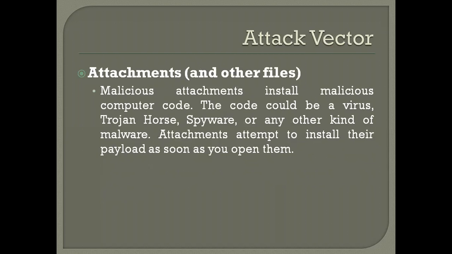Then another one is about attachments. What are attachments or other files also called? Malicious attacks install malicious code on the computer. The code could be a virus, Trojan horse, spyware, or any other kind of malware. The attachment attempts to install its payload as soon as you open it. In particular, spyware sometimes installs automatically while we install something, or when we read through the process. After installation, it will automatically run whenever you open the application, as soon as you open them.